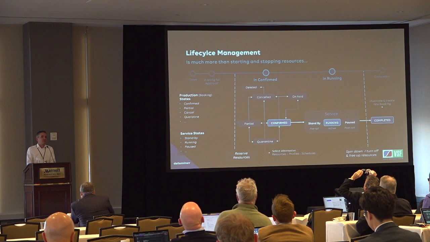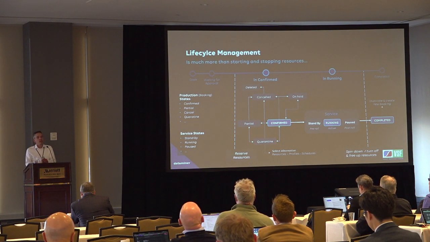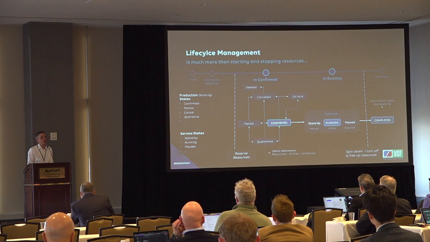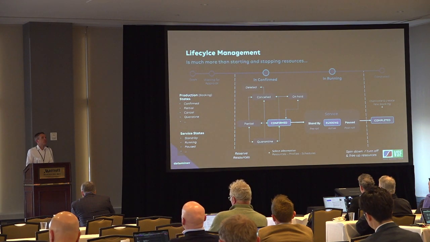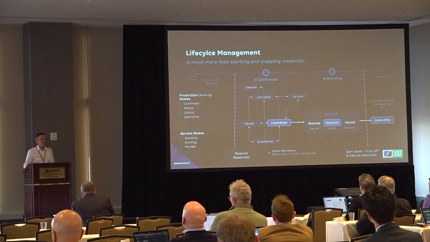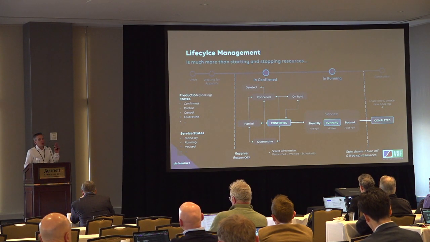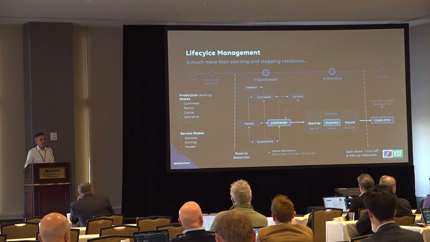When you go from the fact that you can have a resource reservation until you spin down and turn off and free up the resources again, you have, again, different states. We call them production states. A production can be confirmed, easy, but it can also be canceled. Bad weather, production doesn't happen. It can be in a partial state, where not every resource is available.